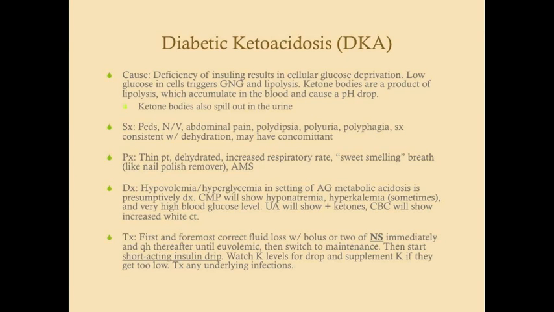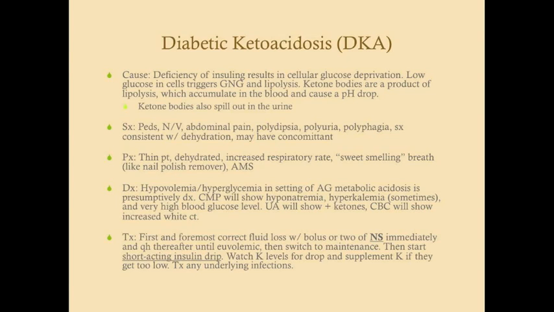So the cells are going to trigger gluconeogenesis and lipolysis. Gluconeogenesis, of course, being the breakdown of glycogen, lipolysis being the breakdown of fat. When you break down fat, what you develop are ketone bodies, and those can accumulate in the blood, and resultantly they cause a drop in pH in the blood. Ketone bodies can also spill out in the urine, and generally by the time diabetic ketoacidosis is symptomatic, there already are ketones in the urine.